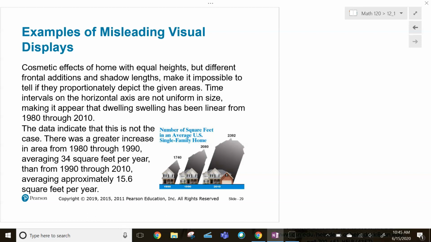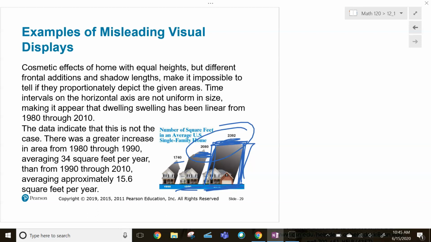This only went up from 1740 to 2080. It went up 340, but it looks like it went up a lot more from here to here because of the width, right? This width got so much bigger than the height, right? It doesn't really look proportional, whereas it only increased 312 square feet from 1990 to 2010, right?